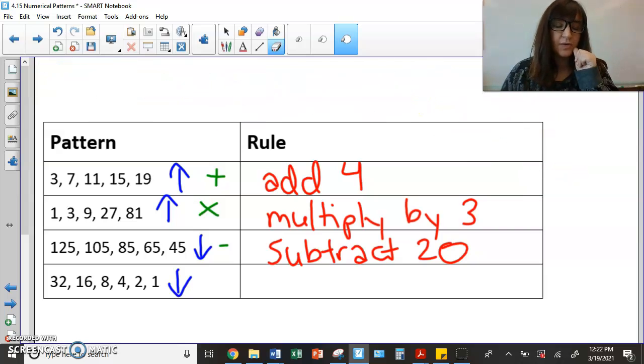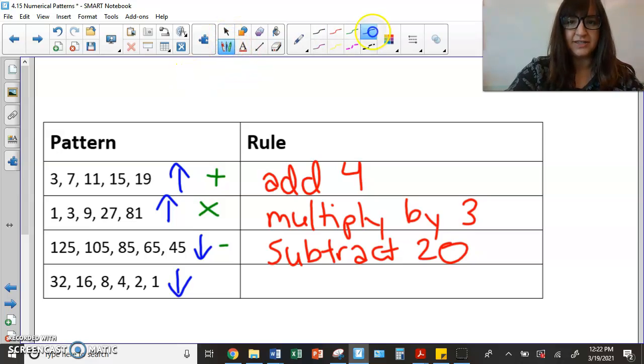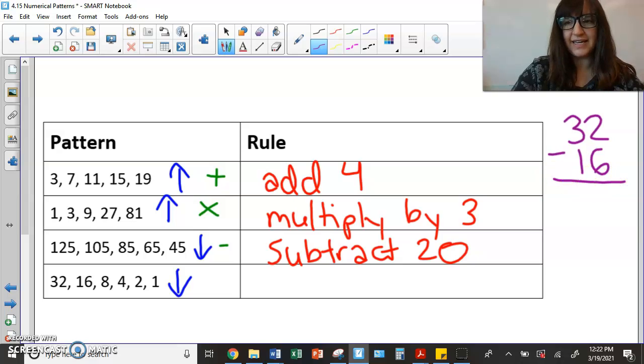All right, so my final pattern, I start with the number 32. So just like I did with subtraction, I'm going to subtract these numbers from each other. And I'm going to see, all right, what's 32 minus 16? 2 minus 6, I can't do, so I cross out my 3. I make it a 2. I make this a 12. 12 minus 6 is 6. And 2 minus 1 is 1.